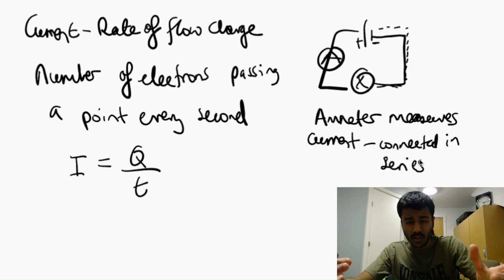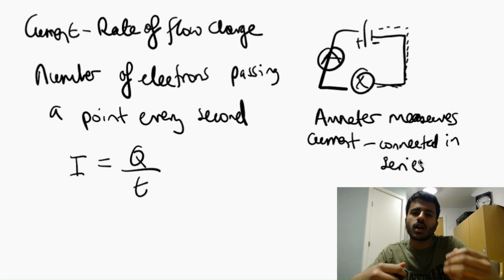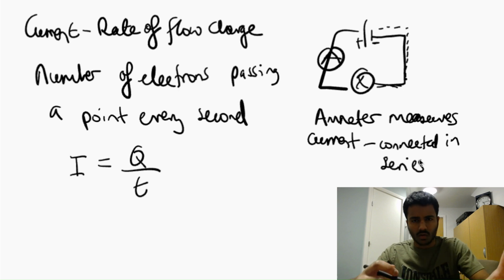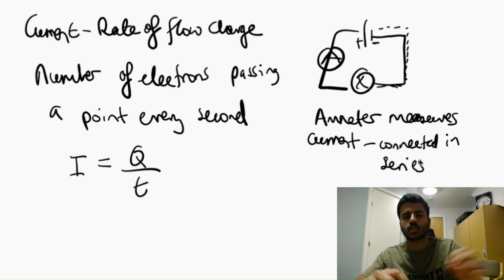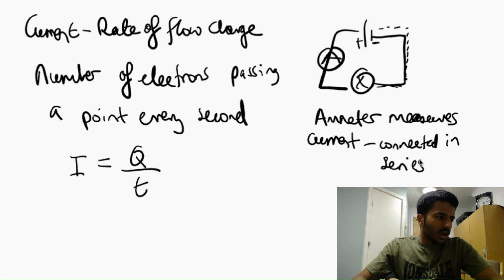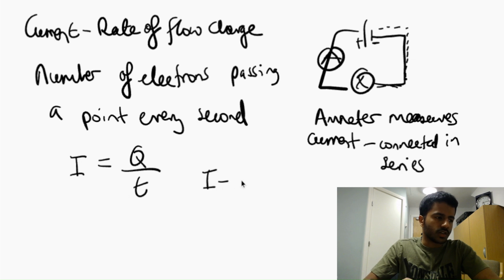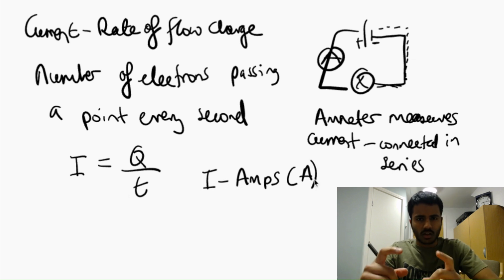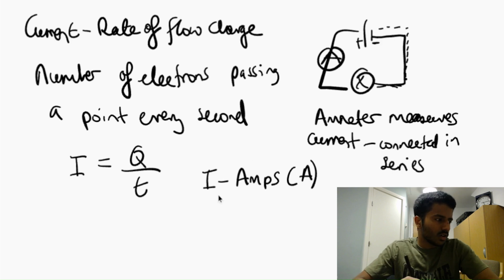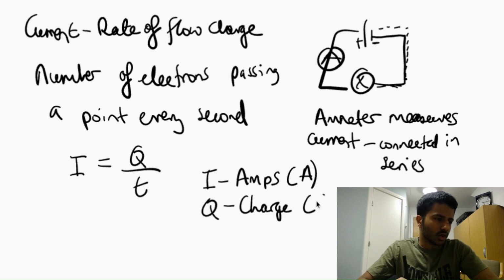We're going to go into another video on series and parallel in a bit more detail. Just take it for granted for now what that means. Ammeters are always connected in series. If you look at the units for this equation here, current is given in something called amps, or you can call it A, as the unit letter. Charge is denoted by coulombs, which is this capital C, and time is in seconds.